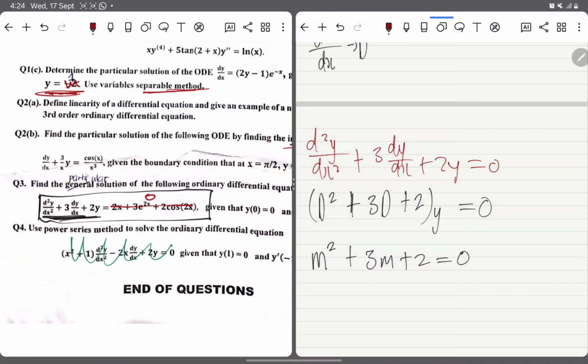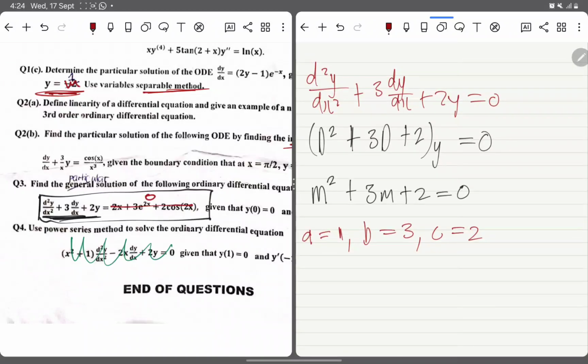How am I going to solve for m? Always solve it using the quadratic formula. Now the quadratic formula, you need to have 3 things. Your a, and your a is the number before m squared. In this case it's 1. Then your b is the number before m with its sign. In this case it's positive 3. Then c is the number that stands alone. In this case it's positive 2.